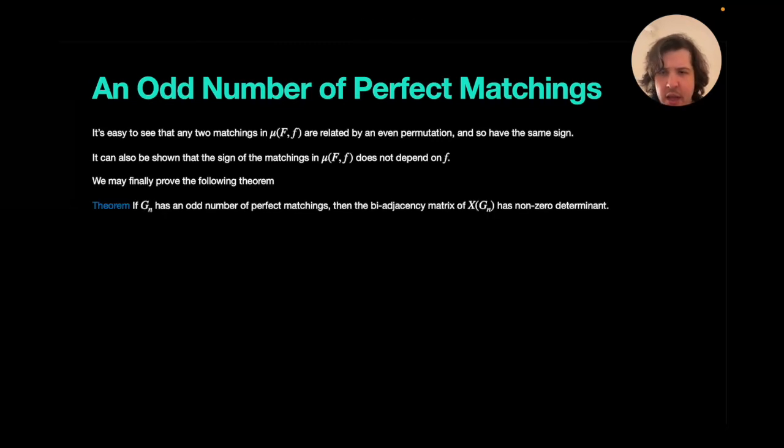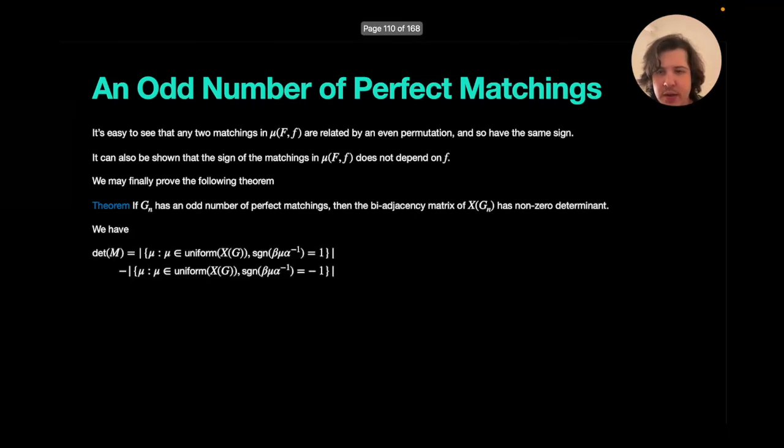As I said, if G_n has an odd number of perfect matchings, then the bijection matrix of the symmetric graph has non-zero determinant. This is the crucial result, and let's quickly go through a sketch of that argument. We recall that since we can cancel out the non-uniform perfect matchings, we can write the formula for the determinant in this way.